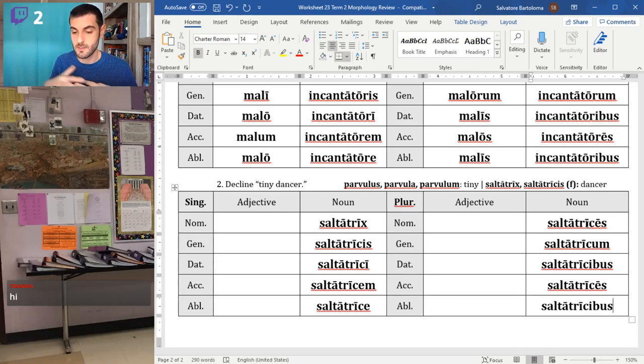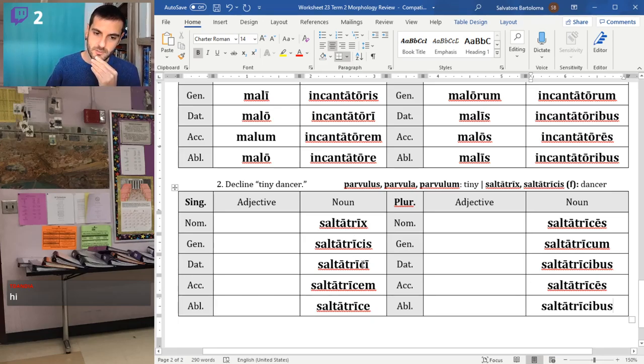Right now you're all at home thinking, why did you pick big words, Bartoloma? Why do I have to write these long words? Well, get used to it. Some words are long. Saltatrix, tricis, trici, tricem, trice, tricis, tricum, tricibus, tricis, tricibus.